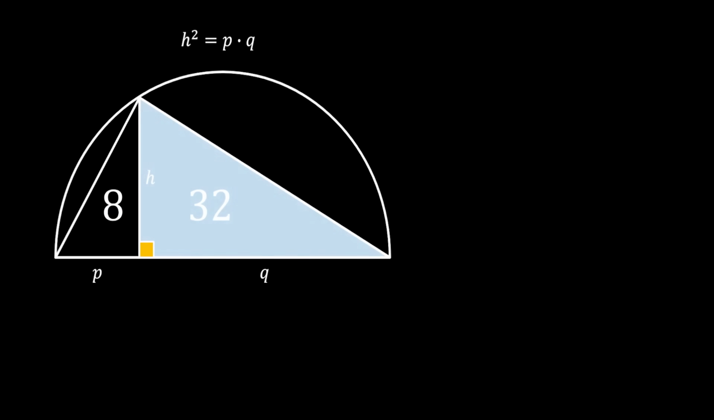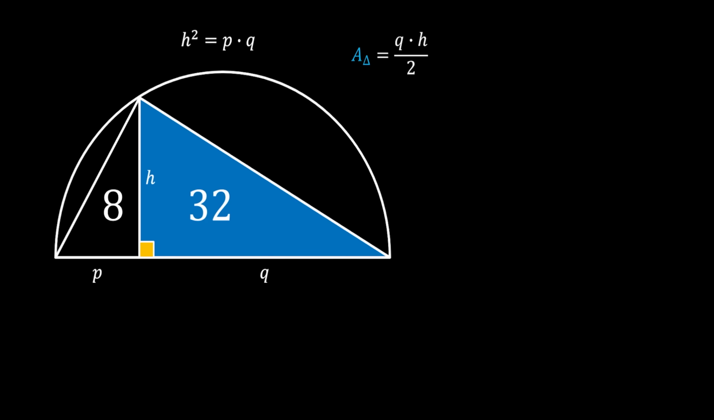And let's take a look at the right-angled triangle on the right. We know that the area of the triangle is equal to the base times height over 2. In our case, this is q times h over 2. But we also know that this area equals 32. Now we can just multiply this by 2 to simplify, and we will get the following. From here, we can conclude that h must be equal to 64 over q.